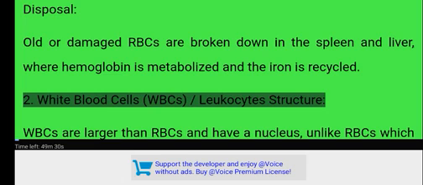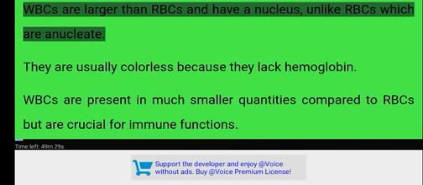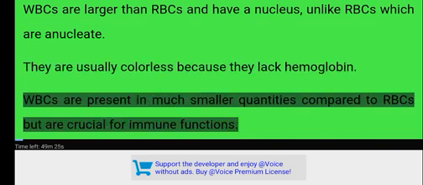2. White blood cells (WBCs), leukocytes. Structure: WBCs are larger than RBCs and have a nucleus, unlike RBCs which are enucleate. They are usually colorless because they lack hemoglobin. WBCs are present in much smaller quantities compared to RBCs but are crucial for immune functions.